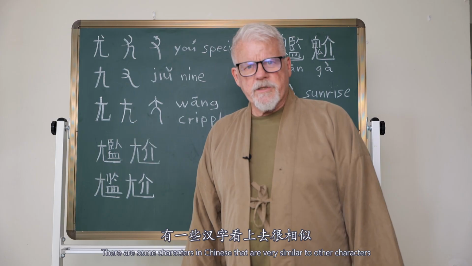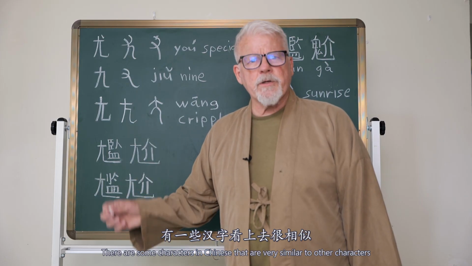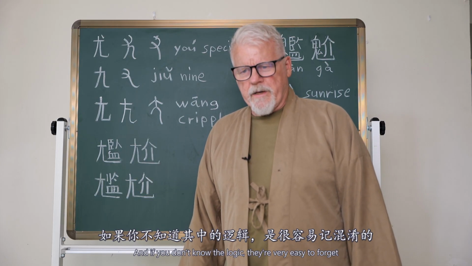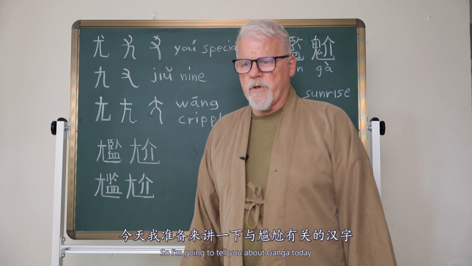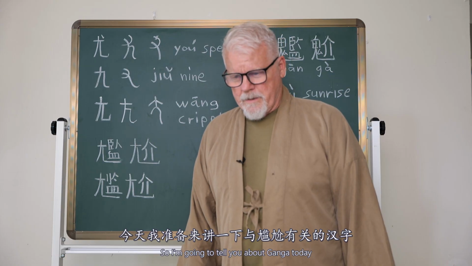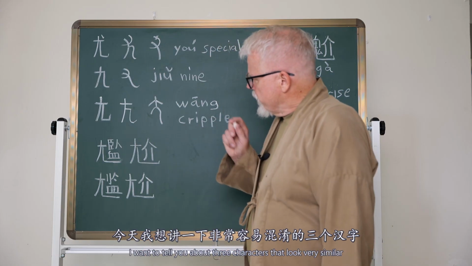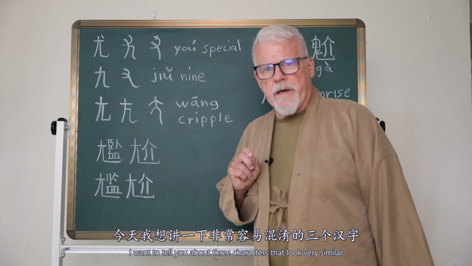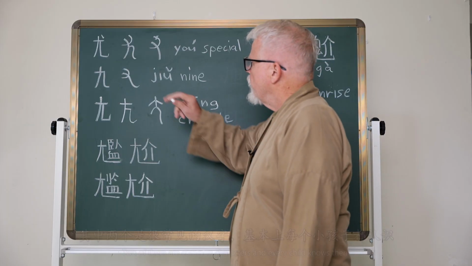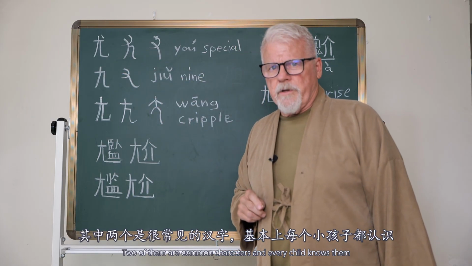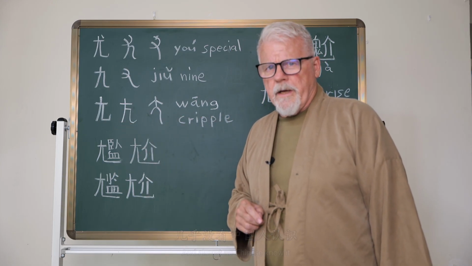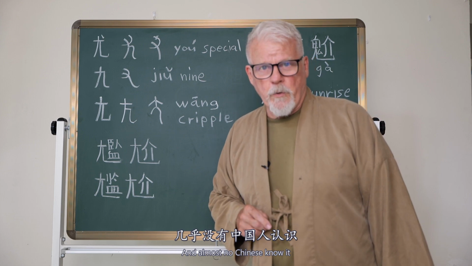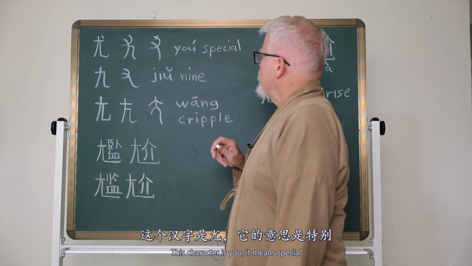There are some characters in Chinese that are very similar to other characters, and if you don't know the logic, they're very easy to forget. So I'm going to tell you about Ganga today. I want to tell you about three characters that look very similar. Two of them are common characters and every child knows them, and the other is an uncommon character and almost no Chinese know it. This character is yo.